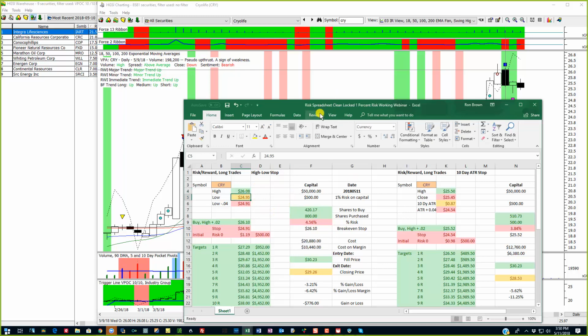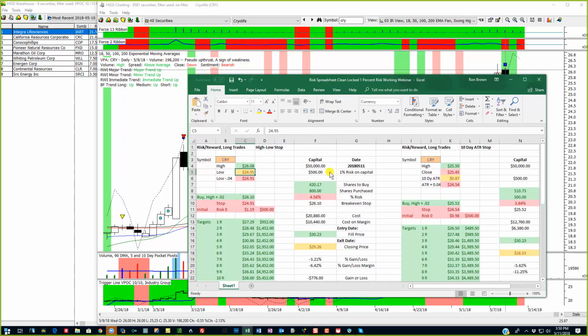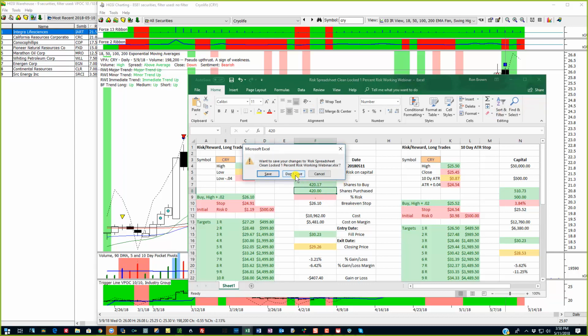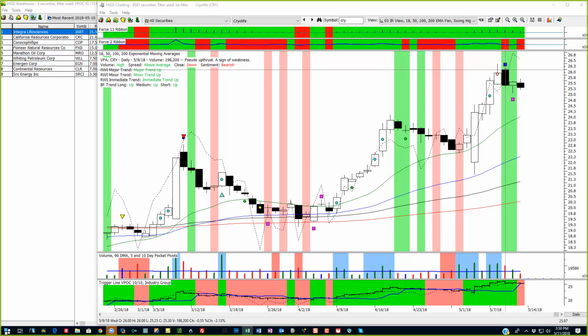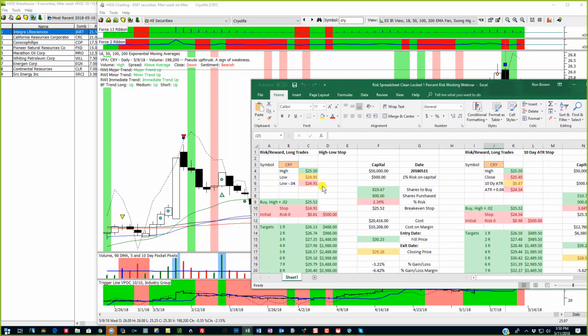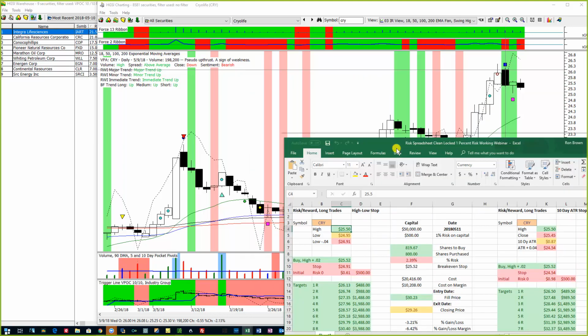Rather than 800 shares, I can only buy 420 shares. It tells me how much I can buy. And of course, I screwed that up because I got in that cell. So I screwed my risk up. Let's do this. Sorry about that. I'm tired and I'm making mistakes. But I want to show you how this works. Okay, so what did I say the high was? 26.08.